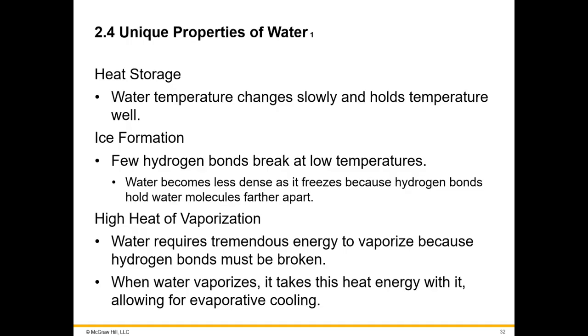We also have a high heat of vaporization. So water is going to require a lot of energy in order to vaporize from a liquid into a gas, and that's because those hydrogen bonds have to be broken for that to happen. When water does vaporize, it's going to take that heat energy with it, and that's what allows for evaporative cooling.